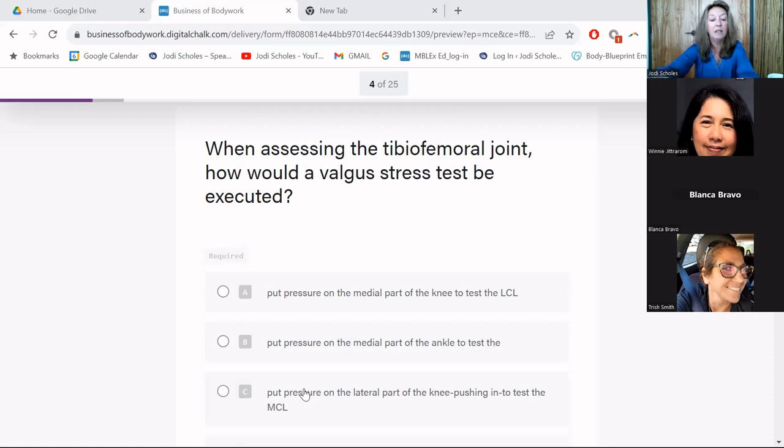Where is, tell me the femoral tibial joint. What's the common name of the tibiofemoral joint? Look at what you see here. Tibia, femur. It's a fancy way to say what?